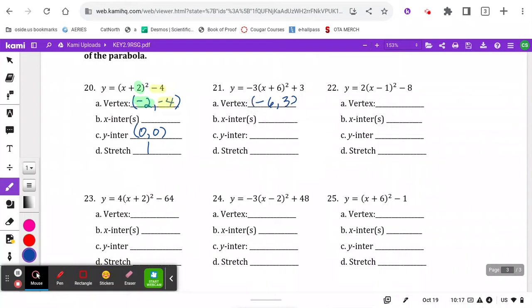All right, did you get that? Stretch of 3, y-intercept means plug in 0. Here we go, 6 squared first, which is 36. 36 times 3 is -108. -108 plus 3 is -105. Check me on that math, please.